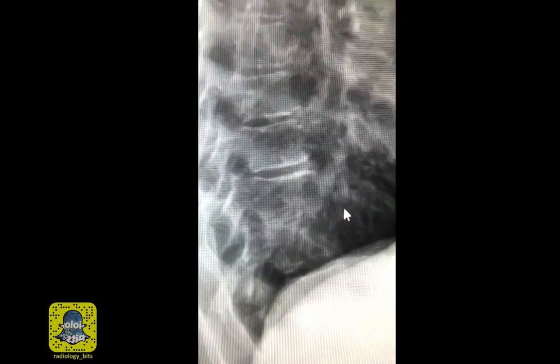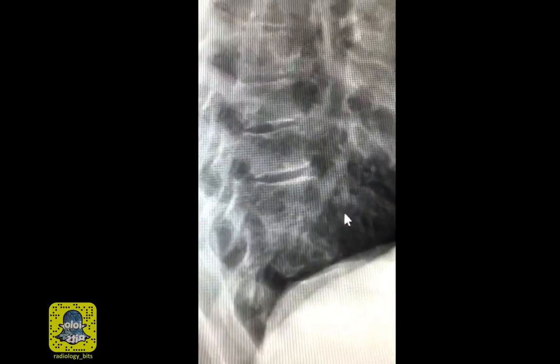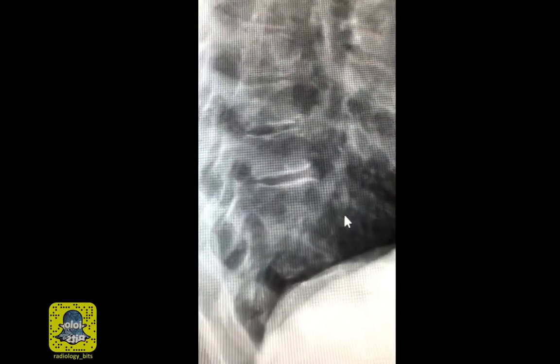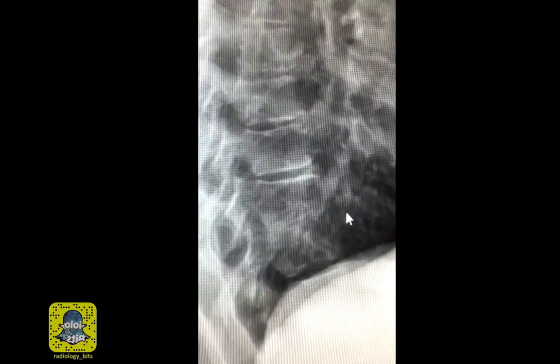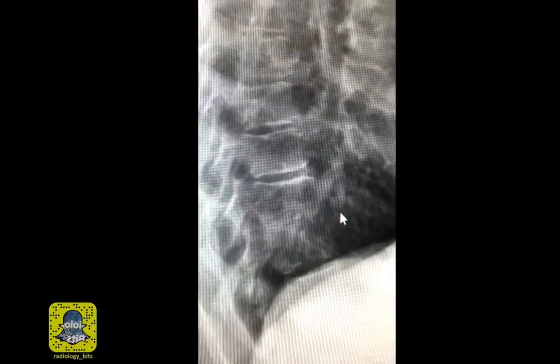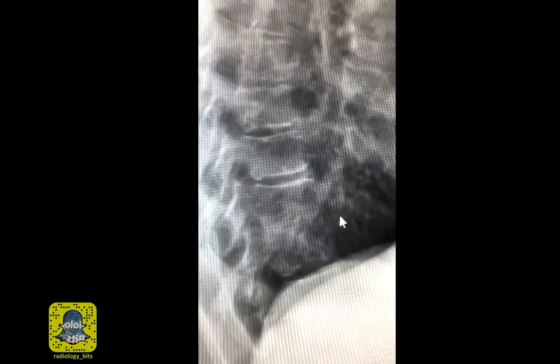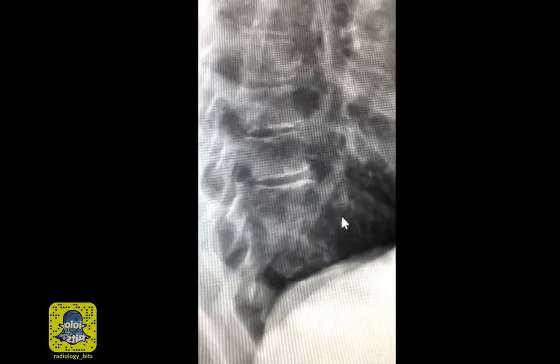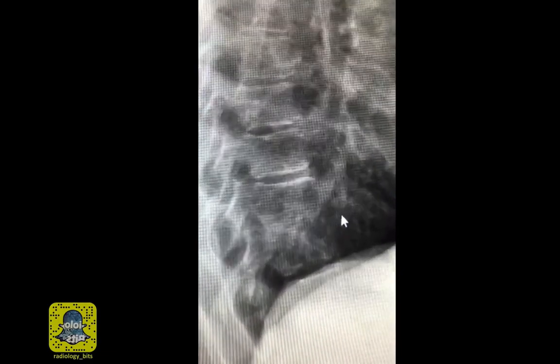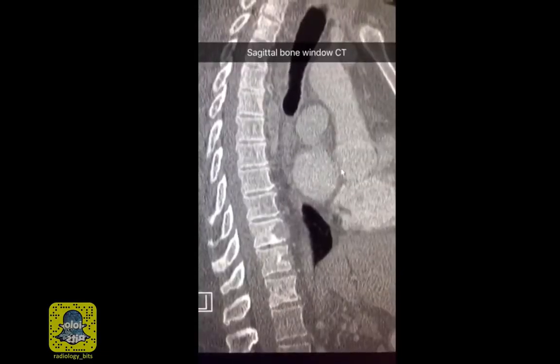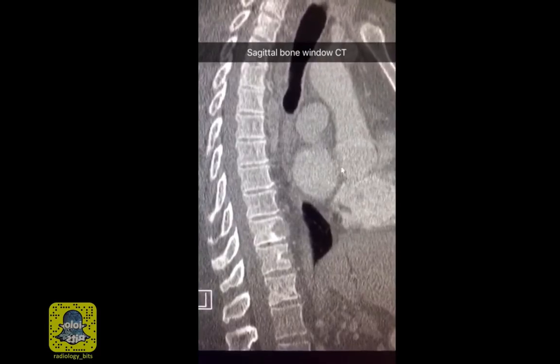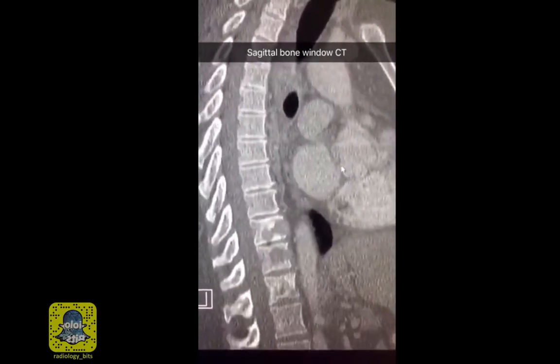Now let me tell you more about this patient. The requisition came as a chest X-ray workup for a patient known with renal cell carcinoma. Knowing that kind of information, that the patient has a malignancy that has the potential to give you lytic lesions, you have to be very suspicious. Now let's look at this sagittal CT in bone window on the same patient.